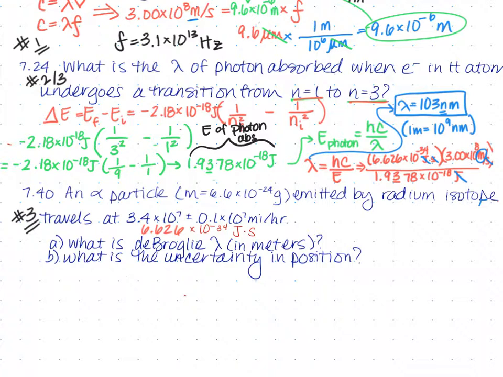So let's first look at problem 40, part A. According to de Broglie, all matter behaves also as a wave, but the larger the mass, the smaller and the more undetectable the wavelength is. So we're going to set up our equation for part A.